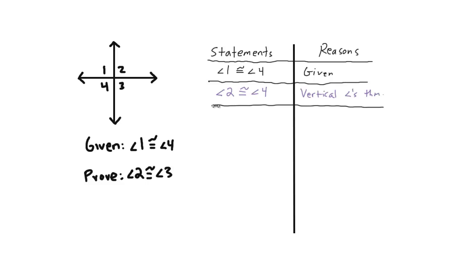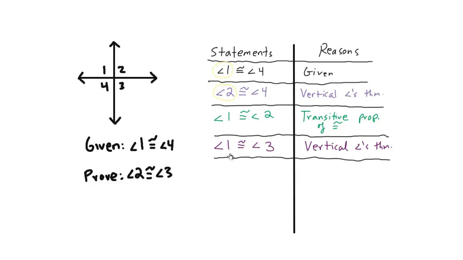The next statement that we want to write down is that angle 2 is congruent to angle 4. So 2 is congruent to 4. And the justification for that is because of the vertical angles theorem. Now, in order to write the next statement, if we look at the previous two statements, we know that angle 1 is congruent to angle 2, right? Angle 1 is congruent to angle 2 because of the transitive property of congruence.